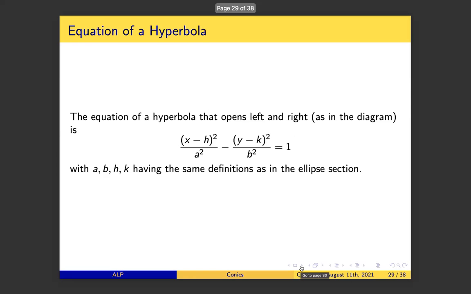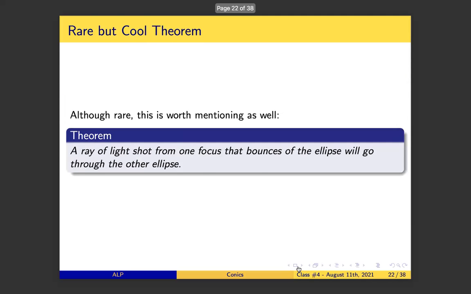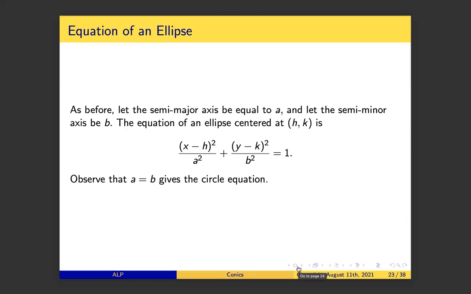Finally, we have the equation of a hyperbola. The equation of a hyperbola that opens left and right, as in the diagram, is (x minus h) squared over a squared minus (y minus k) squared over b squared equals 1. Here, a, b, h, k take the same definitions as in the previous equation. So again, it is centered at (h, k), and the semi-major axis is equal to a, and the semi-minor axis is equal to b.